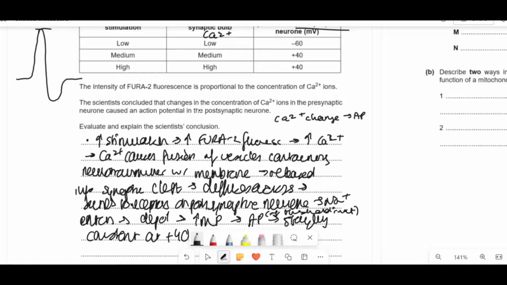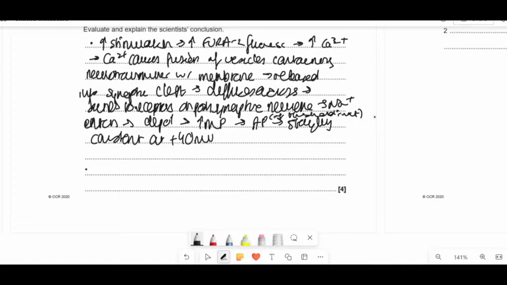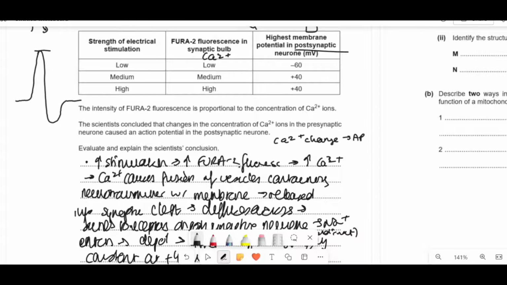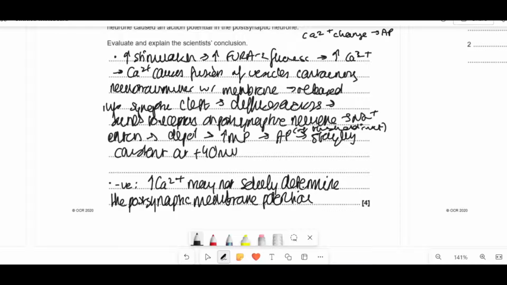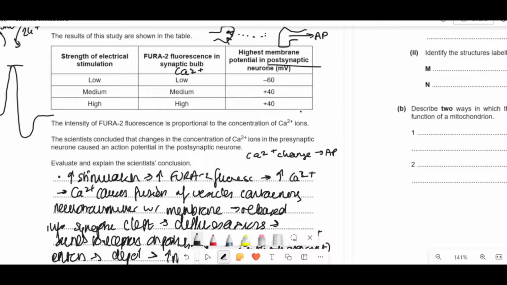Now, these scientists are saying that the concentration of this in the presynaptic neuron leads to an action potential in the postsynaptic neuron. We've just described all these in-betweeny steps. We can't definitely say that the changes in concentration of Ca2+ lead to this directly, because we're only noticing these are linked, not that they're definite causes. So therefore, some limitations are that the increasing Ca2+ may not solely determine the postsynaptic membrane potential, and we can see as well that it might not be an action potential. Well, I mean, it is an action potential, sorry, but we can't say for sure because here they're saying that changes in this lead to a change in that.